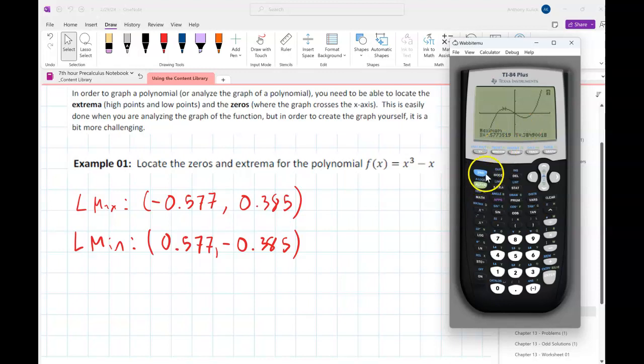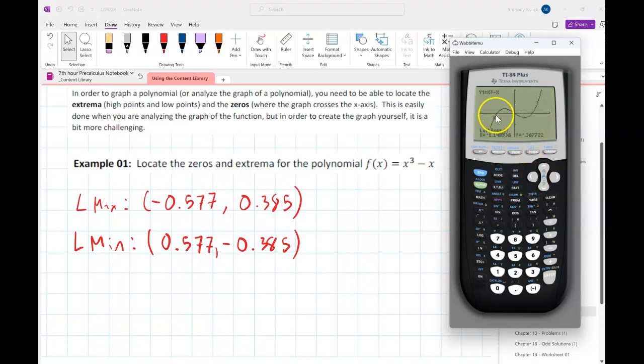So I'm going to press second and then the trace button again. Which command from this list sounds like what I'd want to use to find the zeros? 0! You guys are so smart. Look at that. Again, the 0 command is going to require 3 inputs for me, left bound, right bound, and guess, just like the max and min command. So I'm going to find this 0 first.